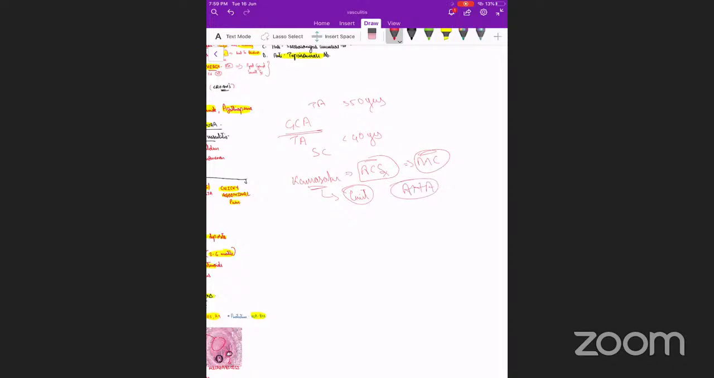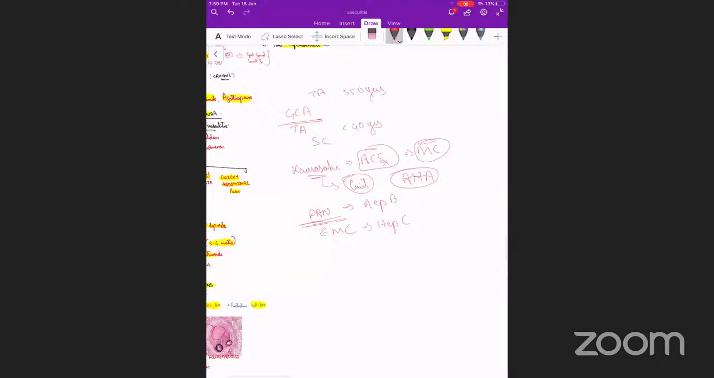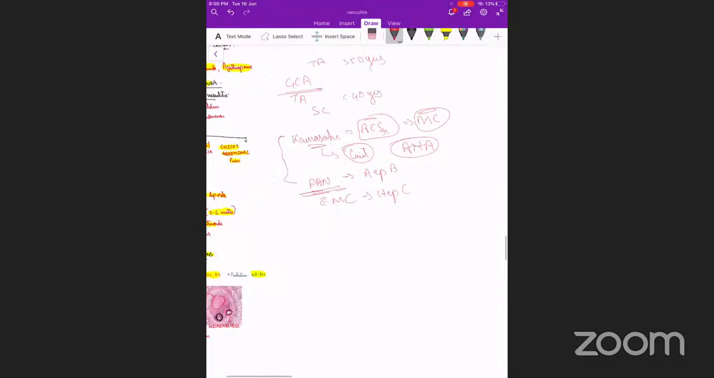Next one was PAN, polyarteritis nodosa. A good differential diagnosis is with EMC. PAN is more so associated with hepatitis B. EMC is more so associated with hepatitis C. Okay. So this being the medium vessel, then comes small vessel.